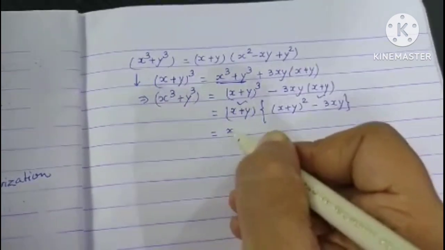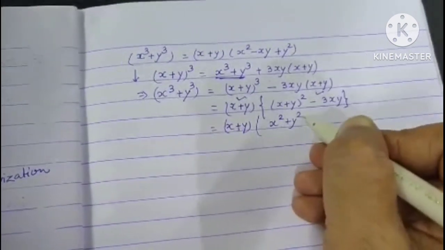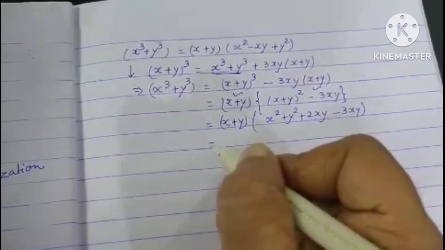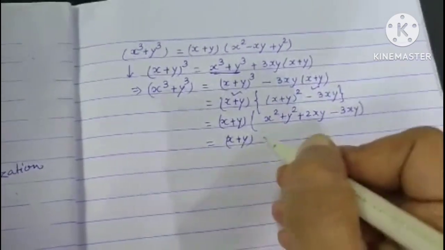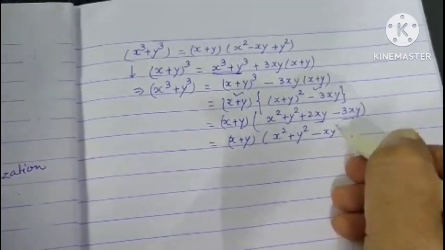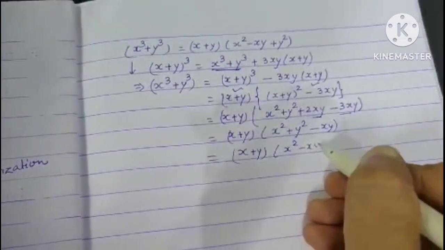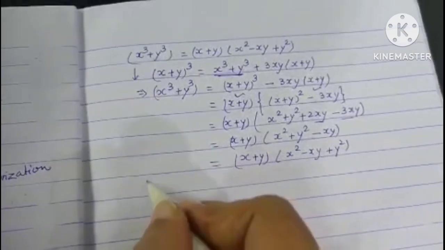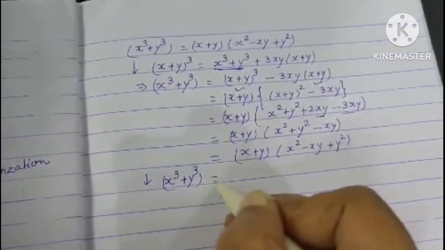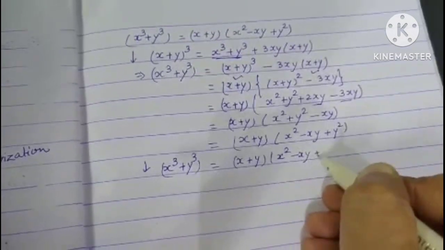Okay, so again x plus y, and we will break this one: x square plus y square plus 2xy and minus 3xy. That will be equal to (x plus y) and (x square plus y square minus xy). And when we rearrange, it will look like this: x square minus xy plus y square. So it will become the identity x cube plus y cube is equal to (x plus y) into (x square minus xy plus y square).